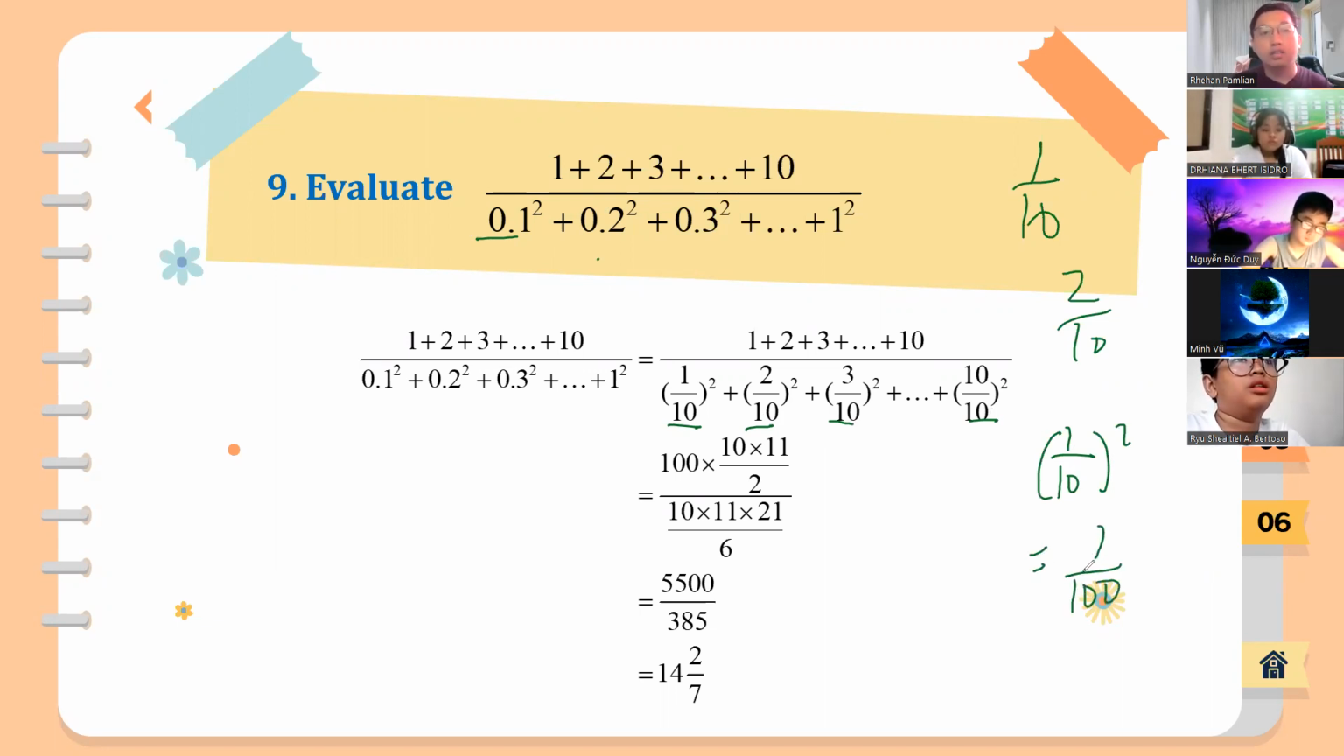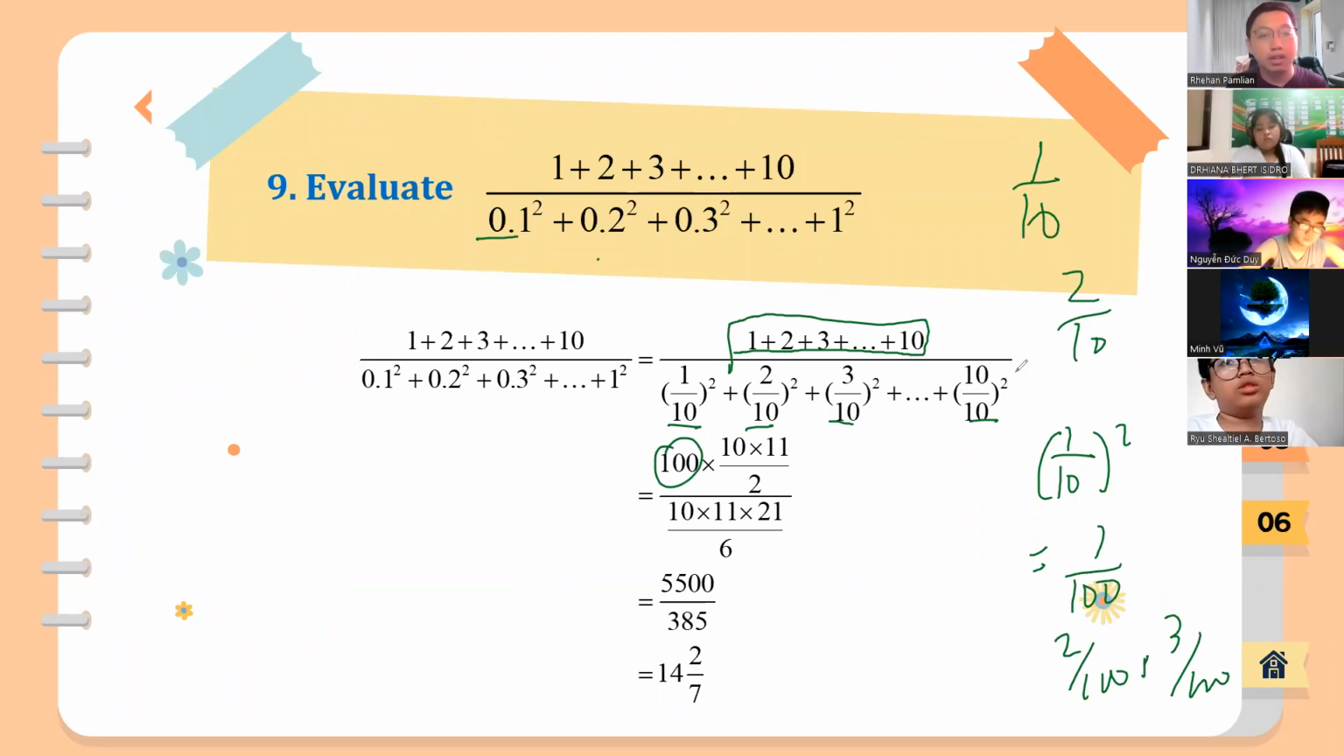Okay? So you can do the same for the rest. So you have 1 over 100, 2 over 100, 3 over 100. So all of them have 100 in the denominator. So in the upper part, you can basically solve this by just adding, right? So the sum of 1 to 10 is n times n plus 1 over 2, which is 10 times 11 over 2. So that's 55.